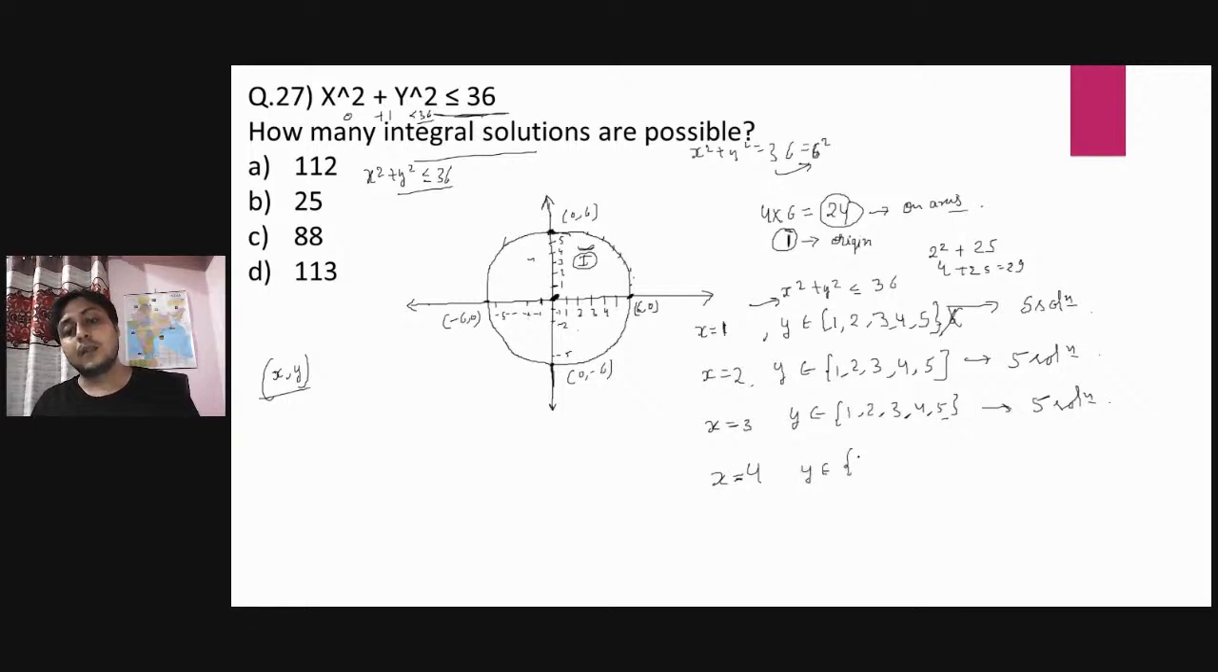Guys, when x is 4, y can be 1, 2, 3. Can we take 4? 4 square is 16, and 16 plus 16 is 32, which is less than 36. That is possible. But we cannot take 5 in this case, because 5 square is 25 plus 16, which exceeds 36. Not possible. So that means 4 solutions. Right.